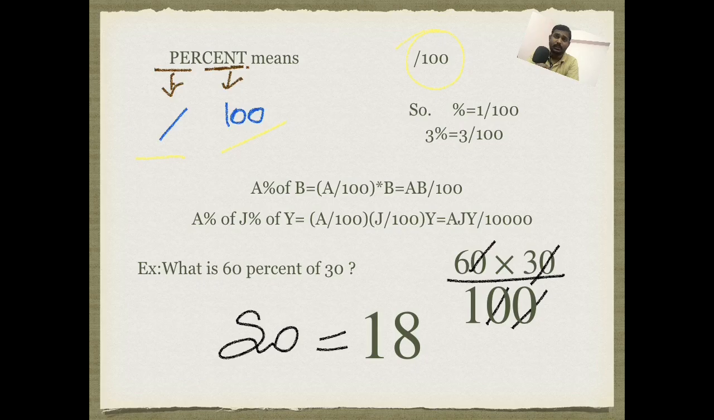So what do you mean by 3%? 3 by 100. A percent means A by 100. A percent of B means AB by 100. That's all. A percent of J percent of Y means A by 100 into J by 100 into Y, AJY by 100. So what is 60% of 30? 60 by 100 into 30. So just cancel the zeros. It is nothing but 18.